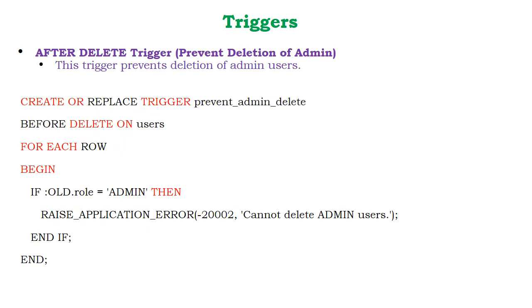Next one is delete trigger. It means prevent delete of admin. This trigger prevents the deletion of the admin user. Then how to write the trigger here? Create or replace trigger, then mention the trigger name, prevent admin delete. When you are going to take action, before delete, that is before delete on the table name user. For each row, begin, if old dot role equals admin, then raise the error. It means cannot delete admin user.